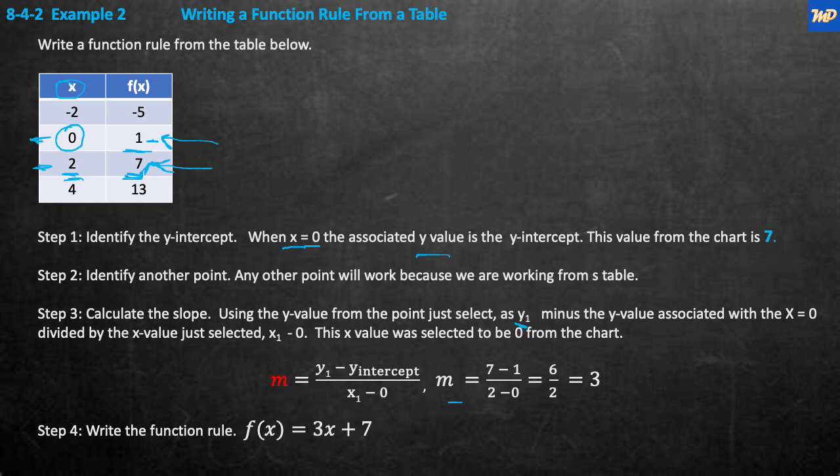And when you do that, you get 6. 7 minus 1 is 6, and 2 minus 0 is 2, and 6 over 2 is 3. So our slope is 3. Writing the function rule, f of x, f of the domain value x, is equal to 3 times the x domain value, plus 7.